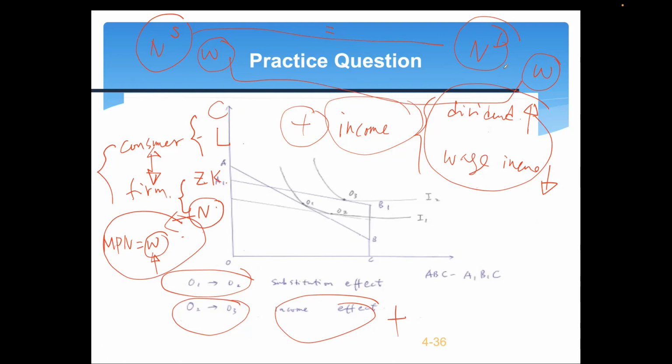For now, make sure we understand how consumers make their consumption-leisure choice, taking W as given, and how firms make their labor demand decision, taking wage as given. Right. We leave the discussion for the future.